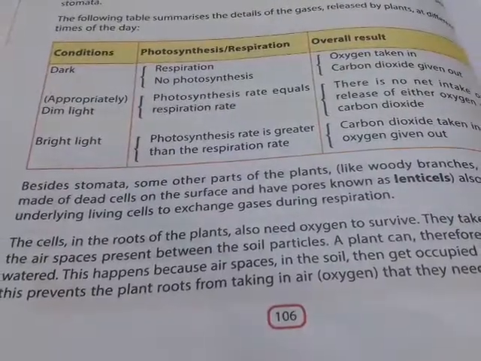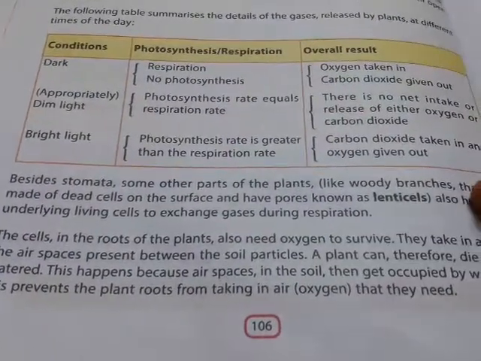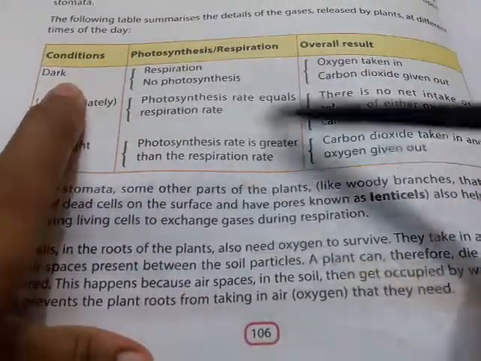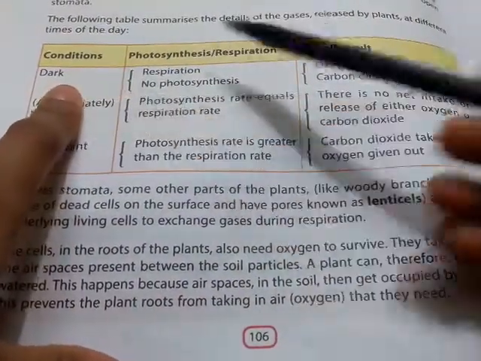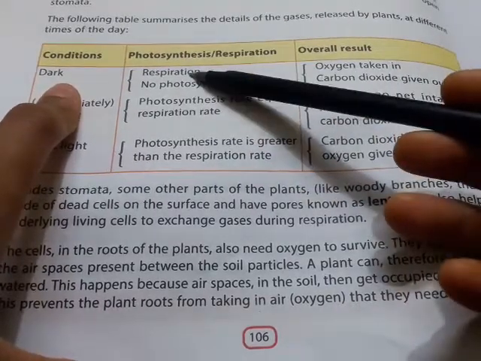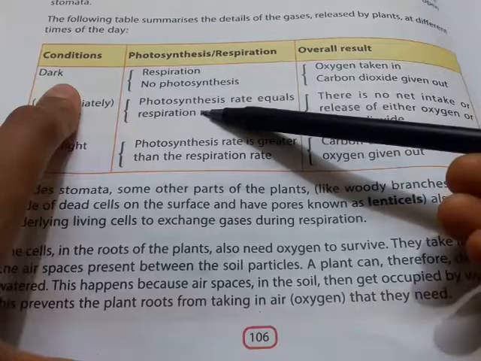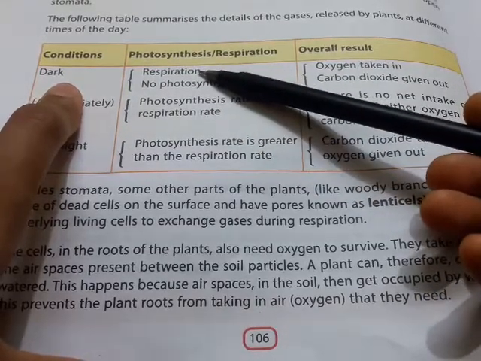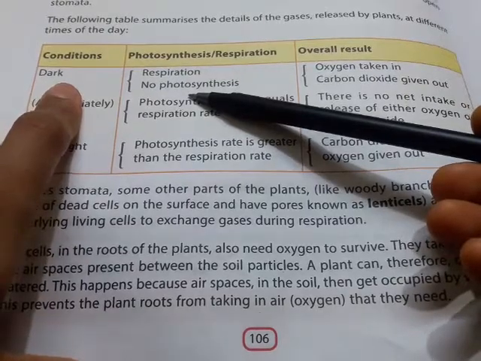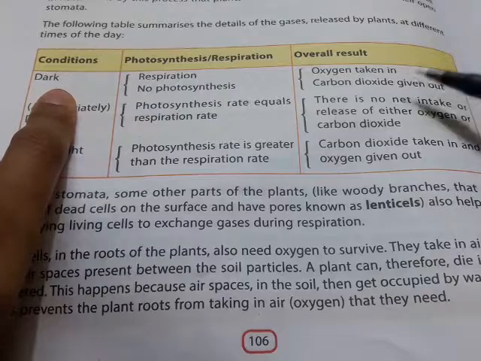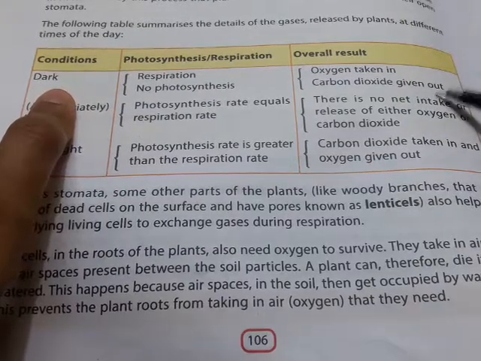Now there are certain conditions. What happens in the condition of dark? What happens when it is dark at night? What happens to the processes of photosynthesis and respiration? There is respiration in the dark at night, but no photosynthesis because there is no sunlight. So the overall result: oxygen is taken in, carbon dioxide is given out, and there is no photosynthesis.